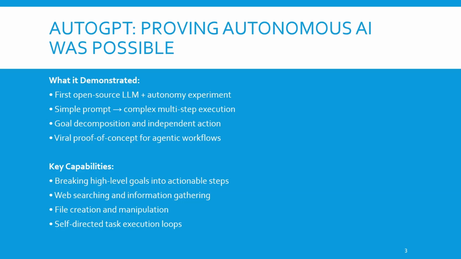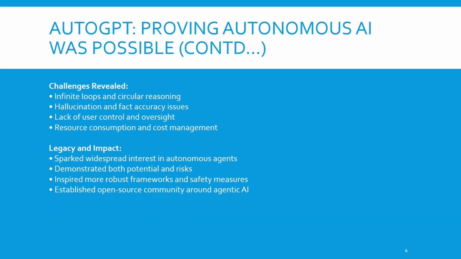While it was revolutionary, AutoGPT also had some risks and limitations. It often fell into infinite loops, hallucinated and gave wrong facts, and lacked meaningful user control once it was started. Users sometimes found it burning through API credits rapidly without actually pursuing goals in productive ways.